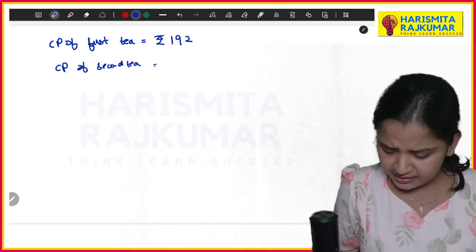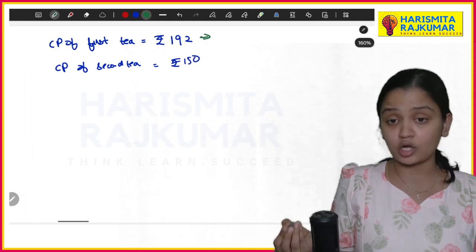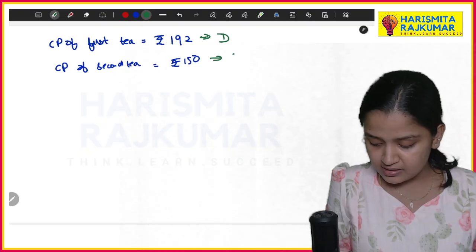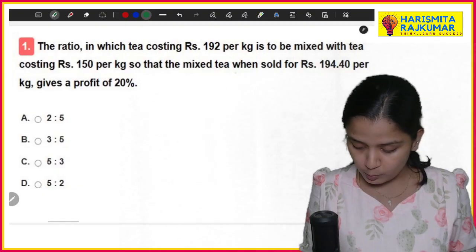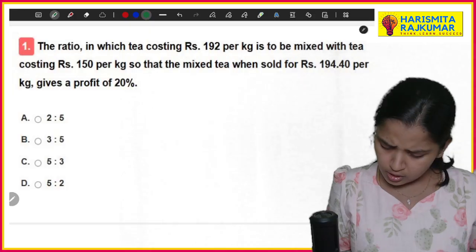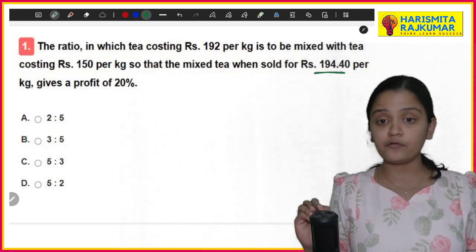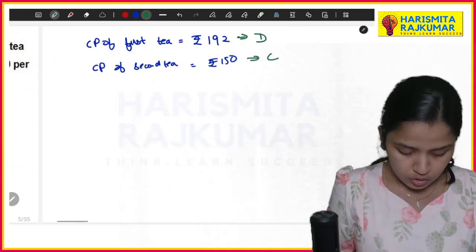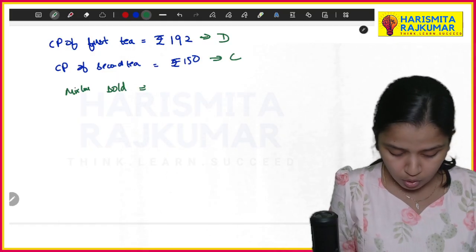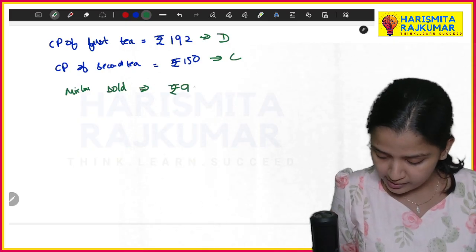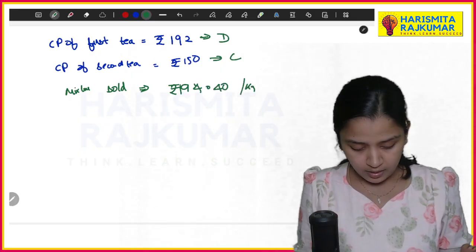Let me assign this as the costlier thing, so let it be D, and this is the cheaper thing. This is C. And it is mixed, so what is it done? The mixture is sold for rupees 194.40 per kg. Okay, so per kg.